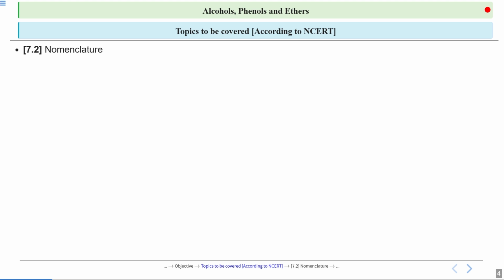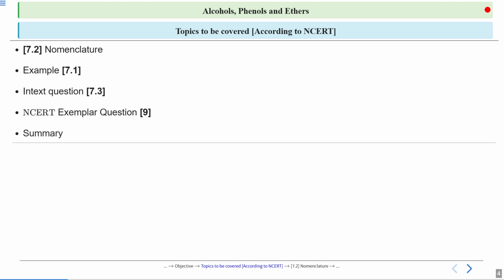The topics to be covered today in lecture according to the NCERT. First of all, the section 7.2, that is nomenclature. Then we will solve an example, 7.1. Then we will also solve a text question 7.3 and an NCERT Exemplar question number 9, and then we will conclude with the summary.